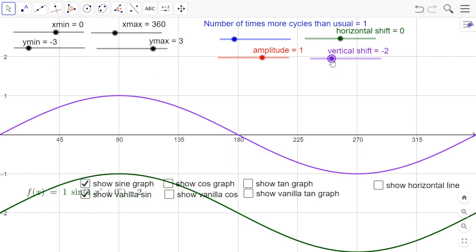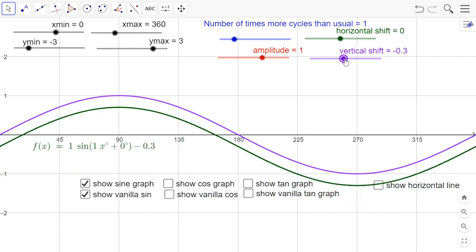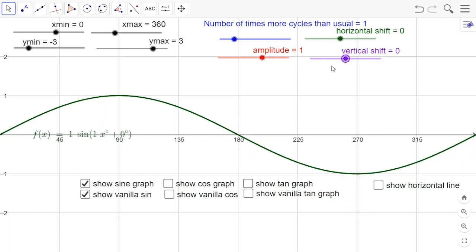So I've now moved it down by 2. What gets affected is the range. The amplitude is not affected, the height of the graph is not changing, and the period is not affected. Let's put that back.